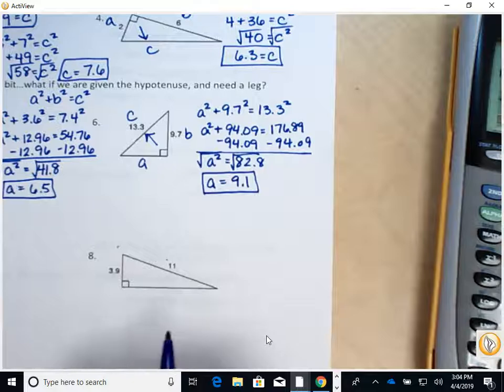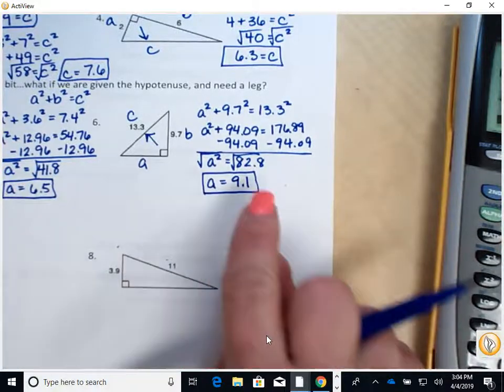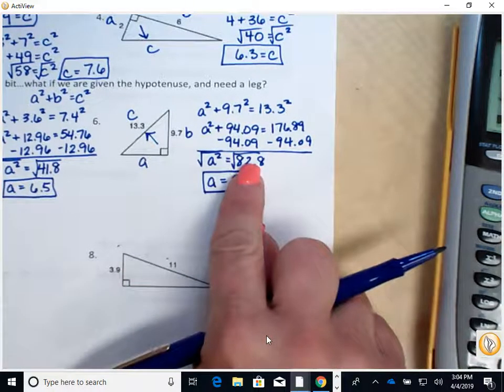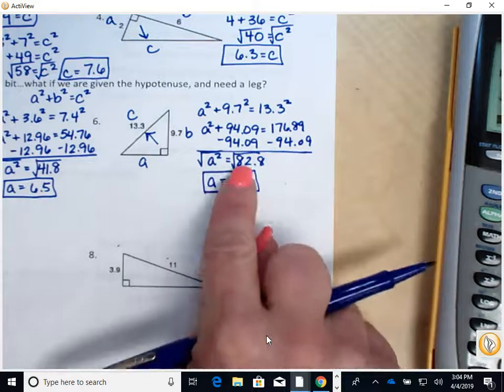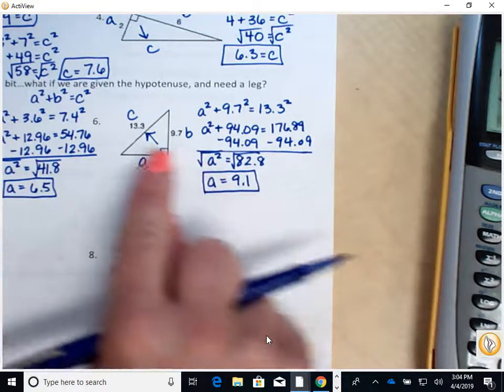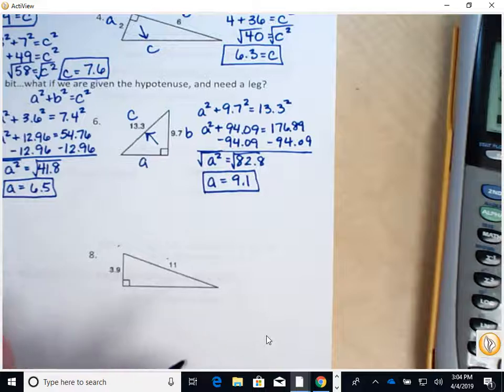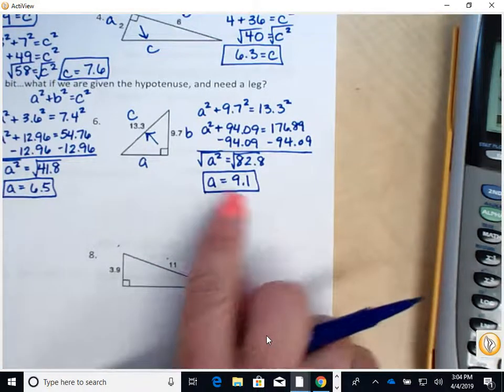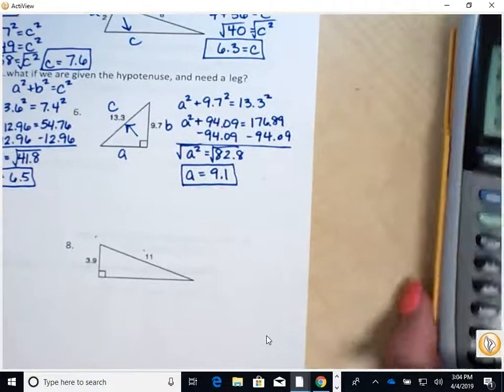Now, you may be questioning, whenever I've been taught in the past, if I take the square root of a number, then I actually get two numbers. I could have positive 9.1 or I could have negative 9.1. Well, since we're talking about lengths of the sides of a triangle, we cannot have a negative length, so we just always go with the positive answer. So in case you were wondering about that.